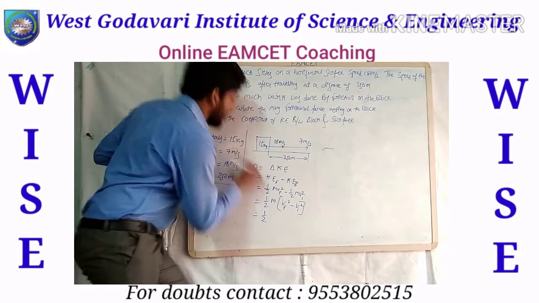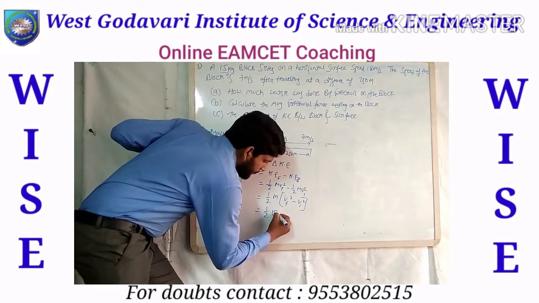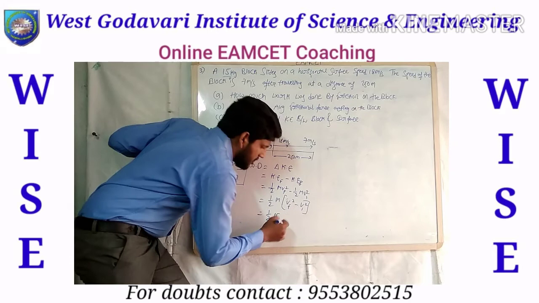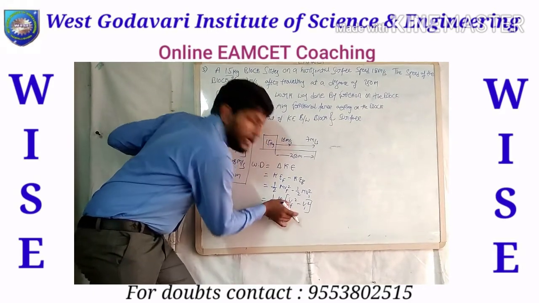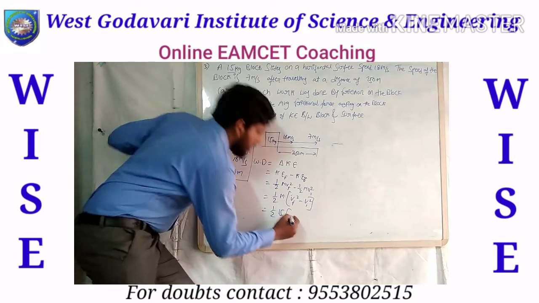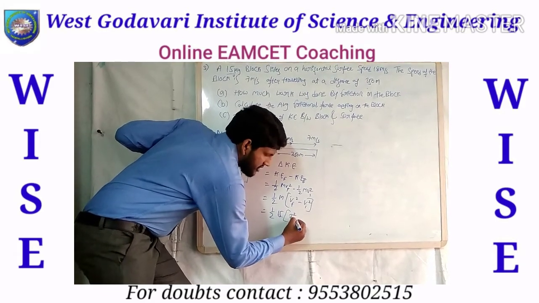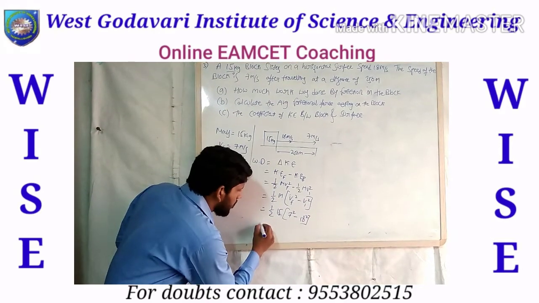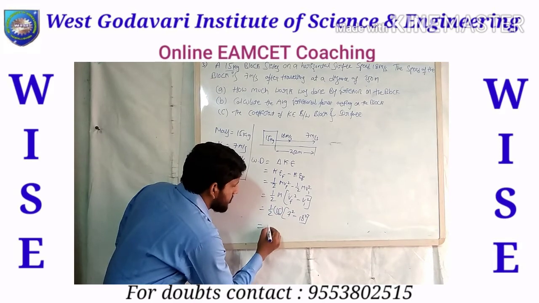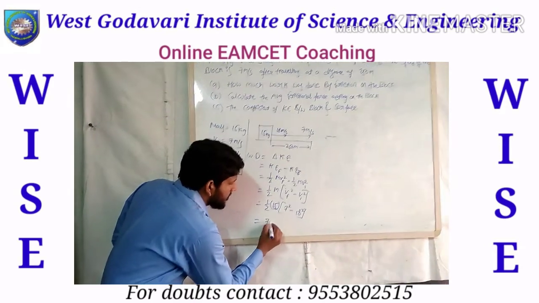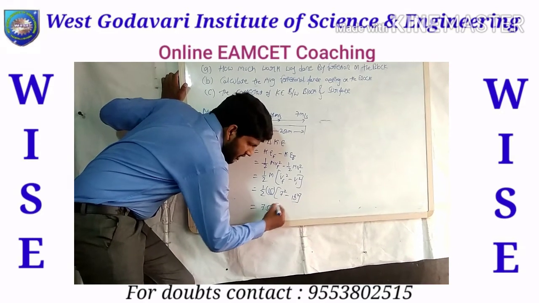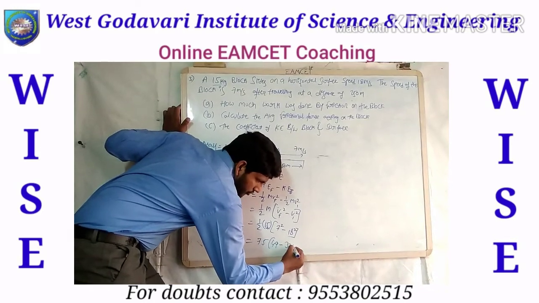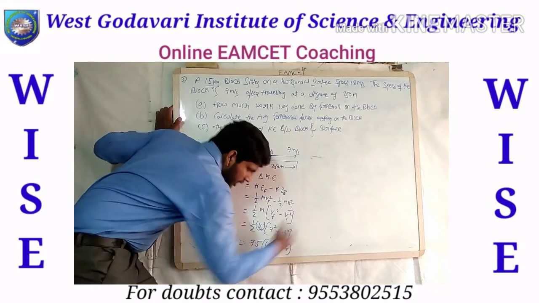Okay, so now substitute the 15 kg. We write it in kg, not grams. Minus vf, in the sense 7 meters per second, that is 7 square, minus vi, 18 meters per second, that is 18 square. So finally we are supposed to multiply all these things. So 15 by 2 means 7.5 into brackets of 7 square, which means 49, minus 18 square, that means 324. This is the value.